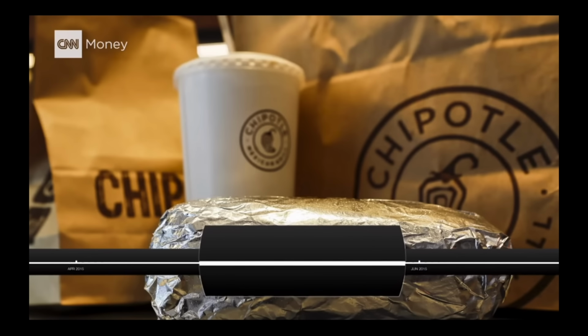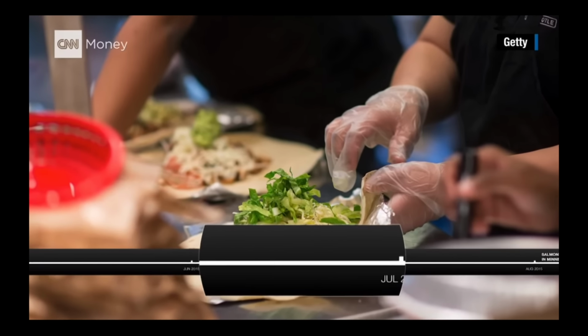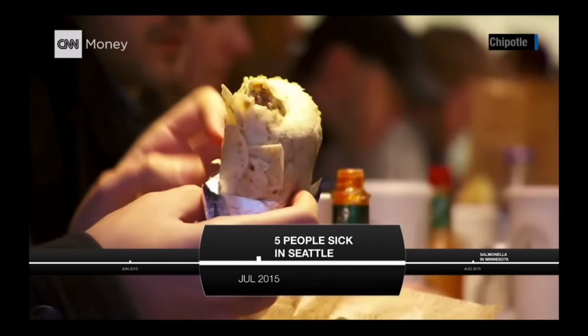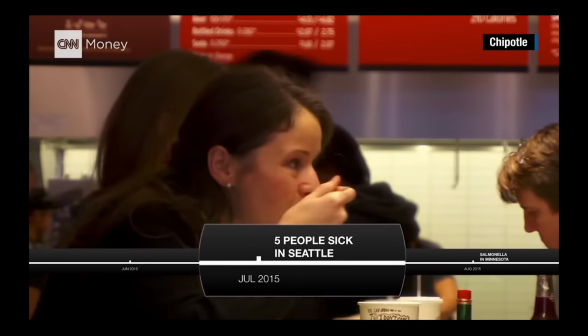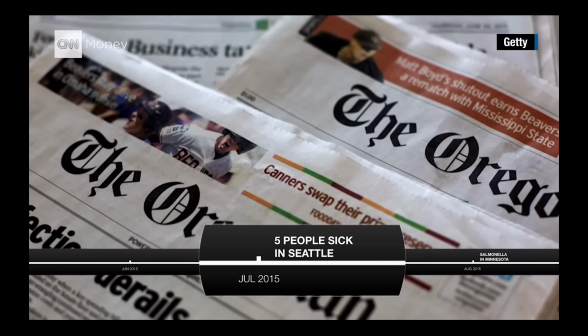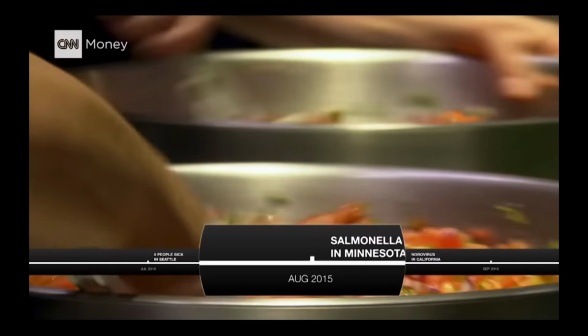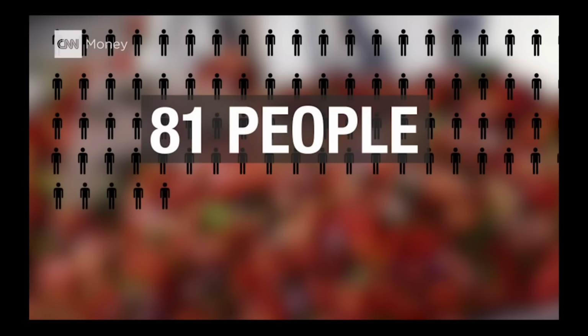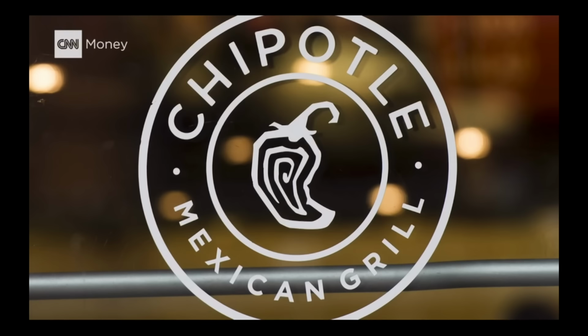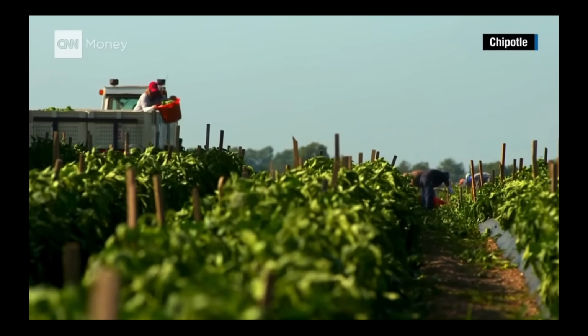Chipotle's problems started back in July in Washington State. 5 people got sick with E. coli after eating at a Seattle store. It only made news in the local paper, but Chipotle became a national story when bad tomatoes in Minnesota stores infected 81 people with salmonella in August. Linked to a salmonella outbreak here in Minnesota. In response, Chipotle switched suppliers.